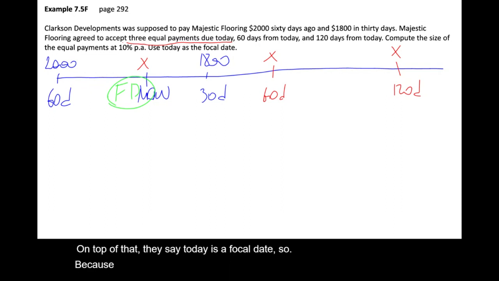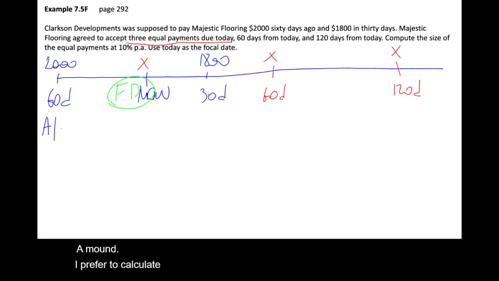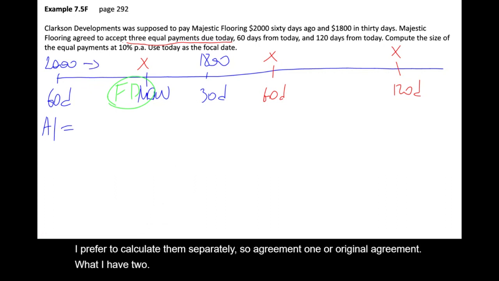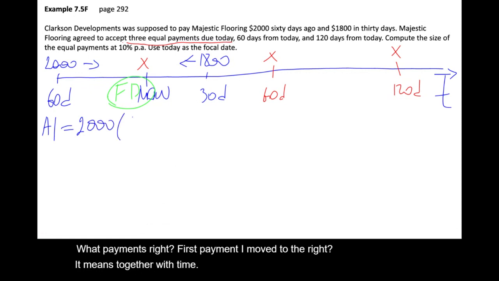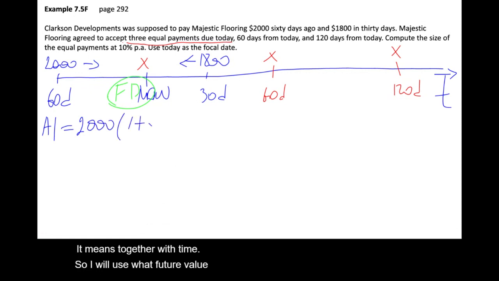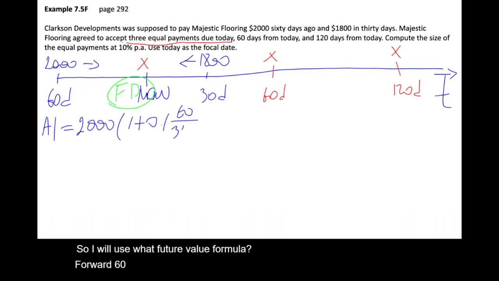Because each of the agreements has more than one amount, I prefer to calculate them separately. So agreement 1 or original agreement, what I have? Two payments, right? First payment, I move to the right. It means together with time. So I will use the future value formula for 60 days.